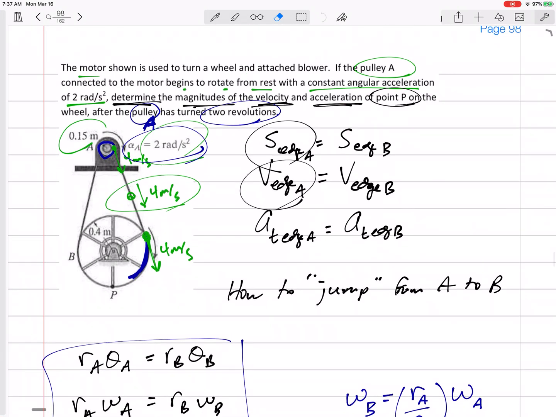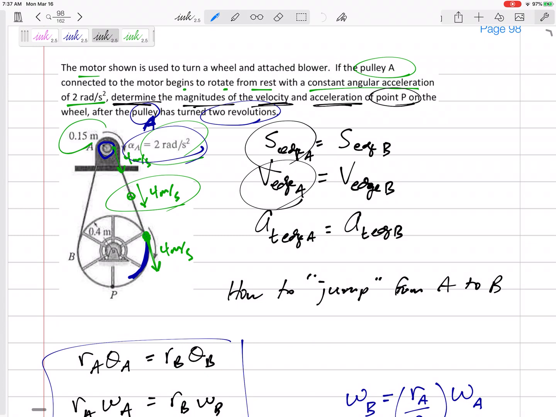Okay, so this is the problem that we were looking at before the break. So let's get back to it. Hopefully this makes sense. Hopefully you remember this problem where we have two different sized pulleys that were connected by a belt. This belt really connects them, right?